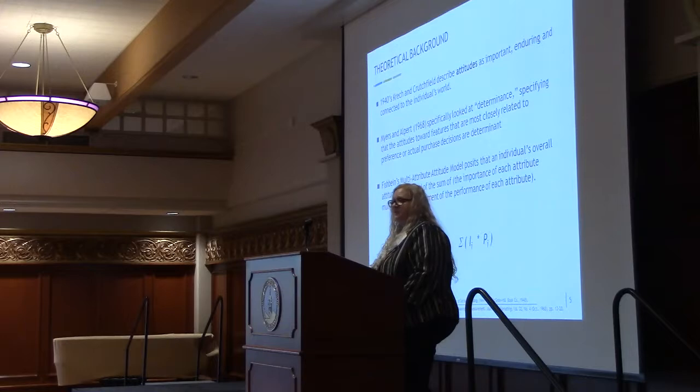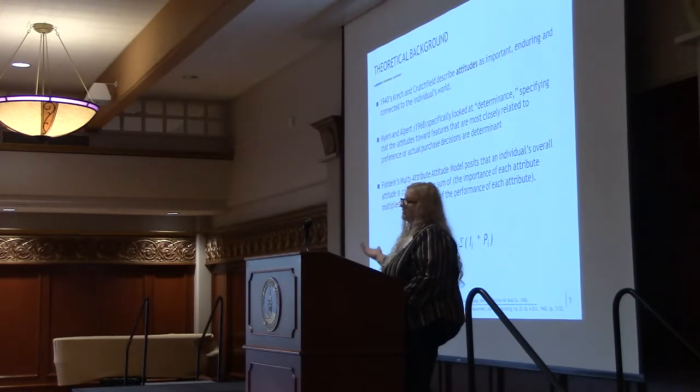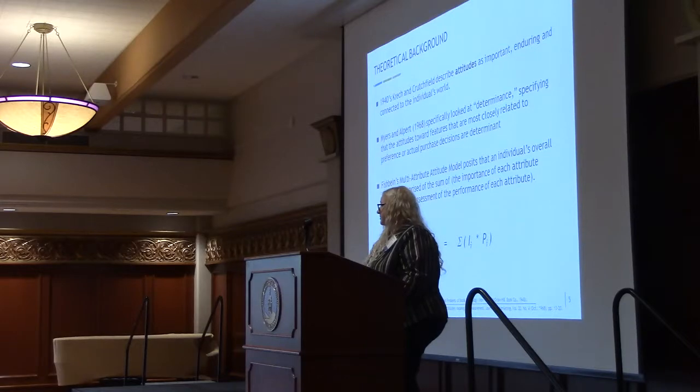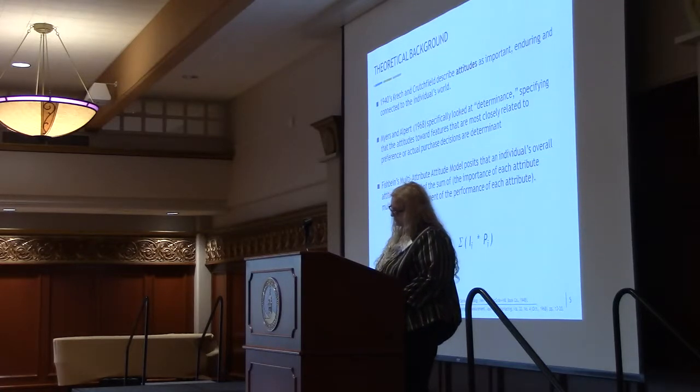So the fishbone model says we can simply multiply the importance that each person attaches to that attribute by the performance, sum it over all the attributes, and we get their attitude. So for performance, we have a pretty good way of determining how to do that, right? We just ask them, how do you think the iPhone 11 performs on network connectivity? How is their new camera? Okay. But how do we go about getting importance?